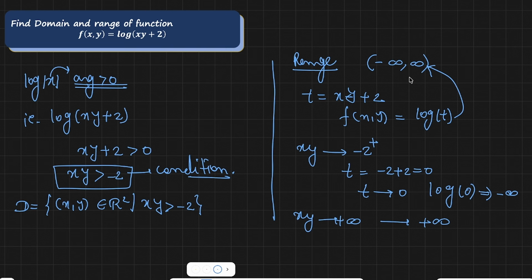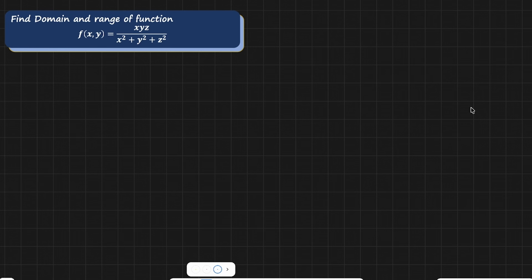Or forget about all these things. The range of log is always, because we know the graph of log t, it will always be minus infinity to infinity. So these were the three problems in which we have discussed the problem related to the domain. Now I have one more problem related to the domain and range. Now how to find out the domain and range for this function?